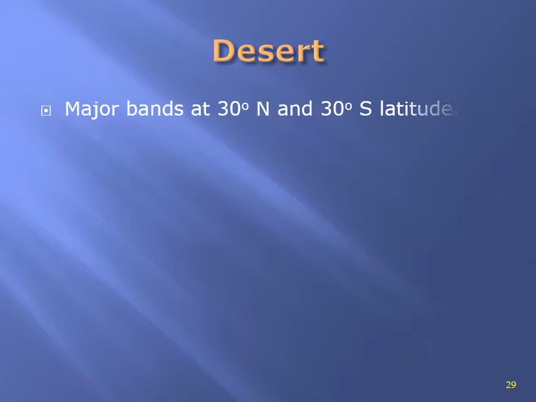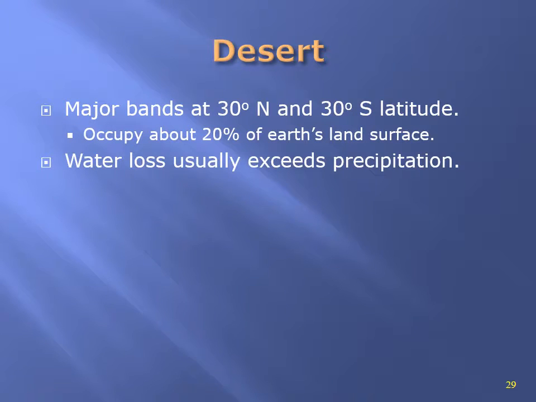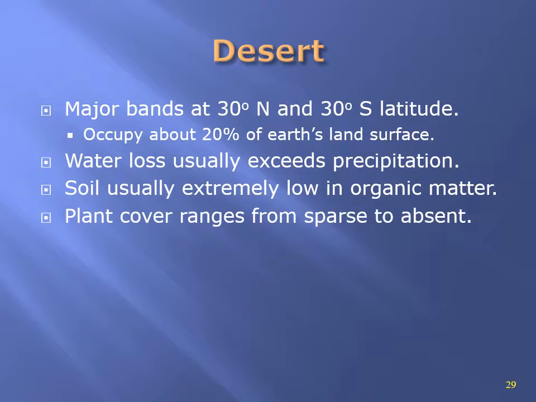And next we have the desert biome. So the desert tends to occur just around in kind of a region around 30 degrees north and south latitude. It occupies about 20% of the land surface, or sorry, the Earth's land surface. Water loss usually exceeds precipitation. Soils usually have extremely low amounts of organic matter. Not a lot is growing there due to the dryness, so not a lot of organic matter goes into the soil. Again, organic matter is living material that gets mixed in with the soil, like leaves and things like that.